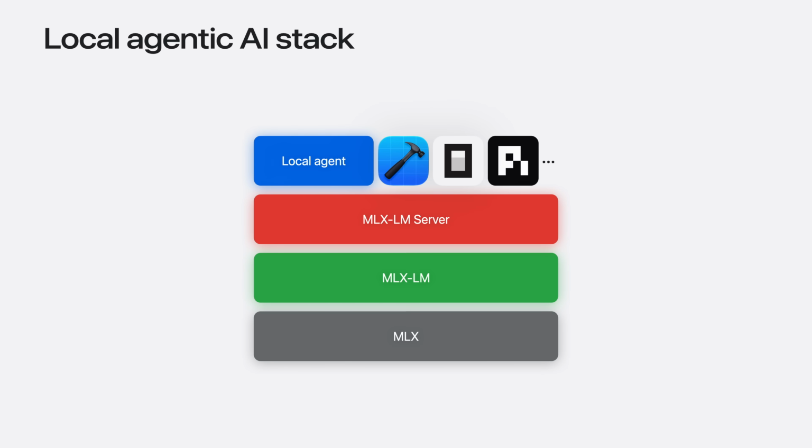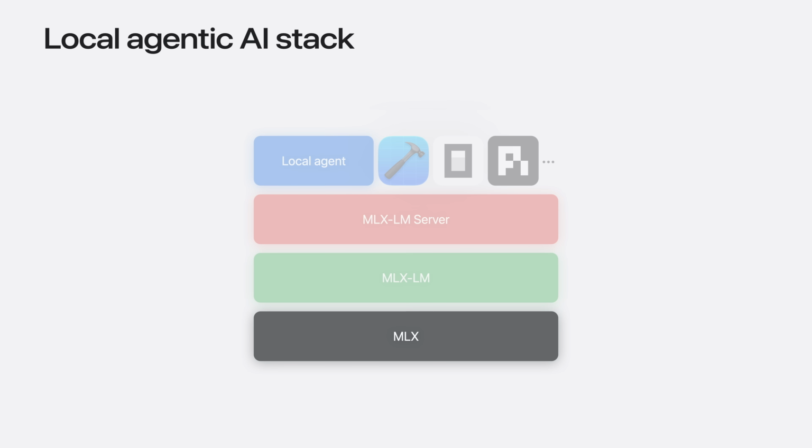The stack that powers local agentic AI on the Mac has 4 layers. Let me walk you through each one, starting from the bottom. At the bottom is MLX, our open source array framework purpose-built for Apple Silicon. It handles all the low-level computation, Metal acceleration, and memory management. This is the foundation everything else is built on.